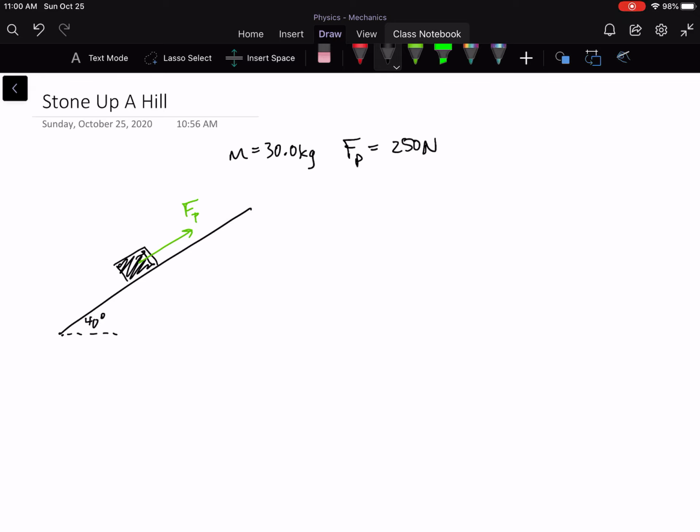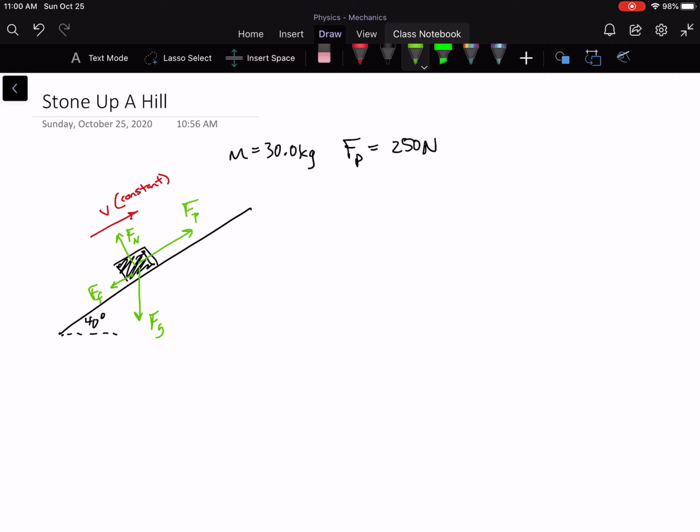And there is friction between the hill and the stone. Since this thing is traveling up the hill at a constant velocity, we have some force of friction that's going to be opposing that motion. And then we have the usual stuff. So we have force of gravity downwards, and then we have the normal force from the hill.